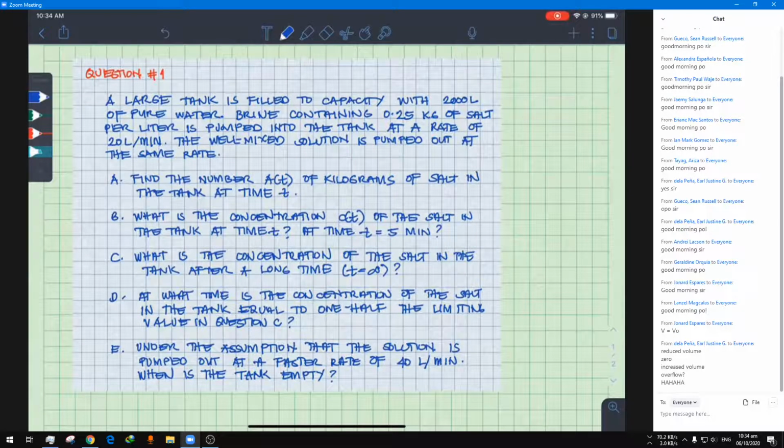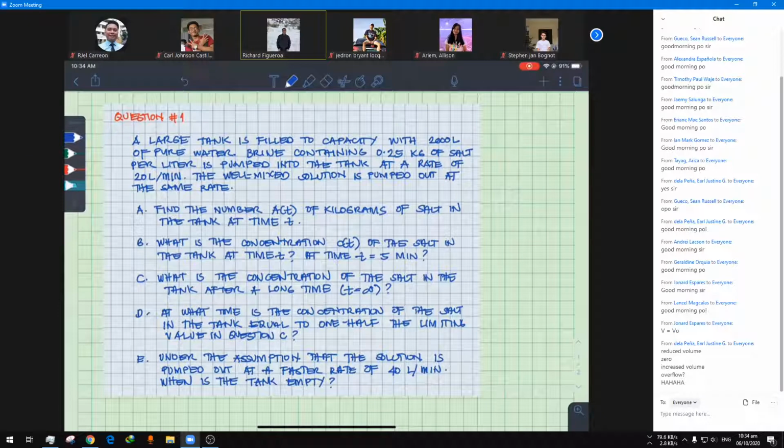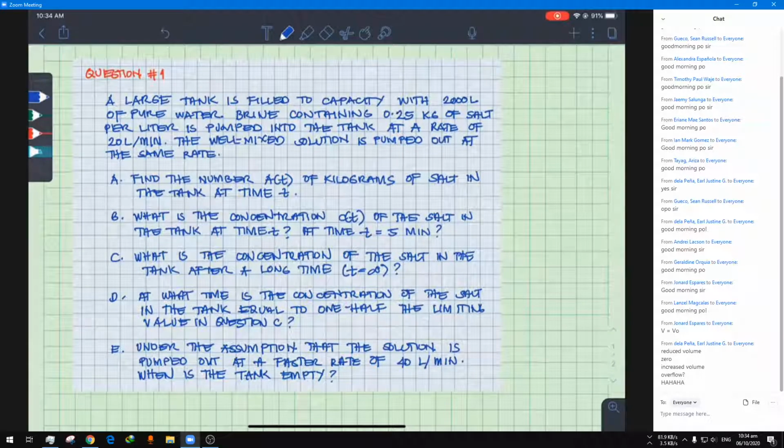Okay, so we have question number one. It is loaded already. A large tank is filled to capacity with 2,000 liters of pure water. Brine containing 0.25 kilograms of salt per liter is pumped into the tank at a rate of 20 liters per minute. The well mixed solution is pumped out at the same rate. So first, we have to find the number of kilograms of salt in the tank at time t. Second, what is the concentration C of t of the salt in the tank at time t and at the time of 5 minutes? What is the concentration as well of the salt in the tank after a long time?